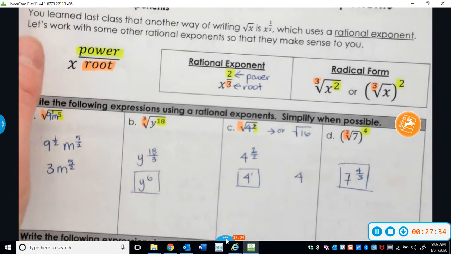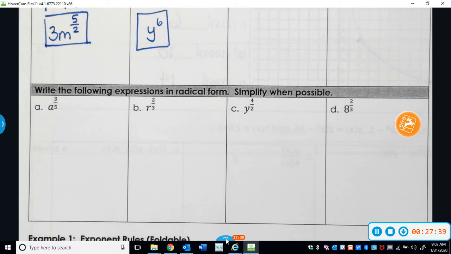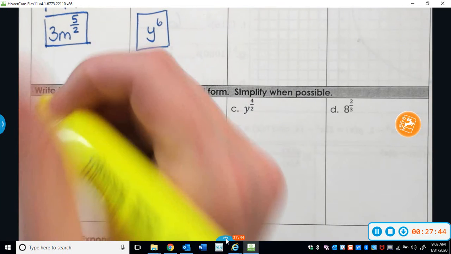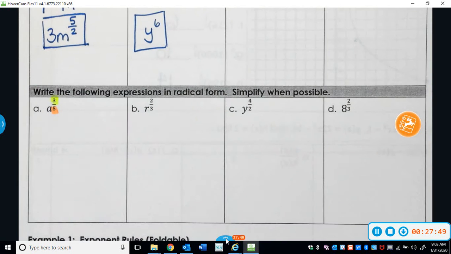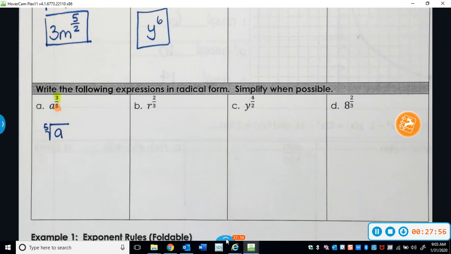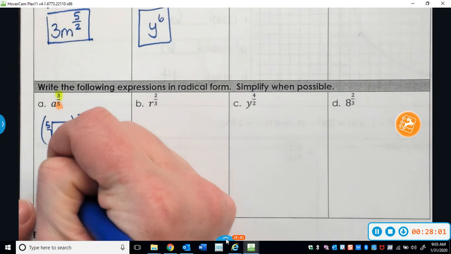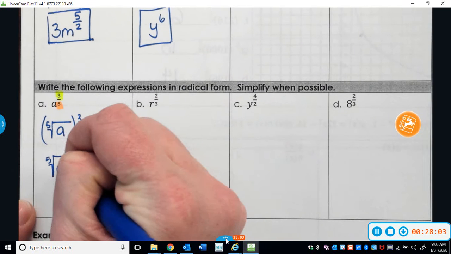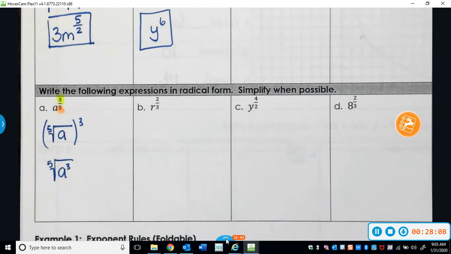Yeah. Okay. So, in that case, now we're just going to go backwards. We have the power on top and the root on the bottom, and we're going to rewrite them as radicals. So I can see that I should have a power of 3 and a root of 5. So I could either write it like this, where the power is on the outside, or I can write it with the power on the inside. Either one of these would result in the same answer. So these are interchangeable with each other. Either one would be correct.